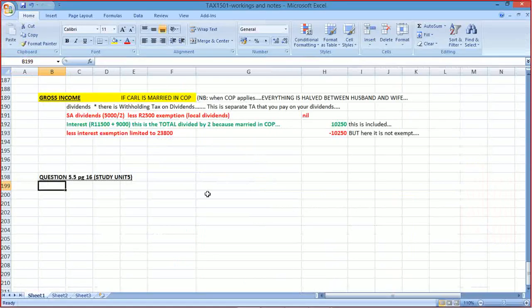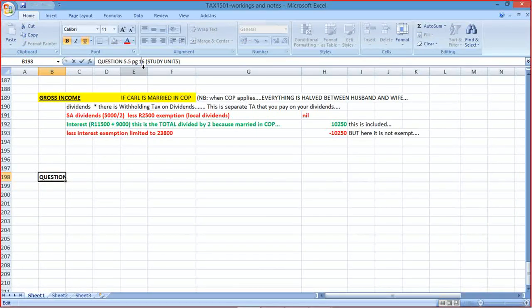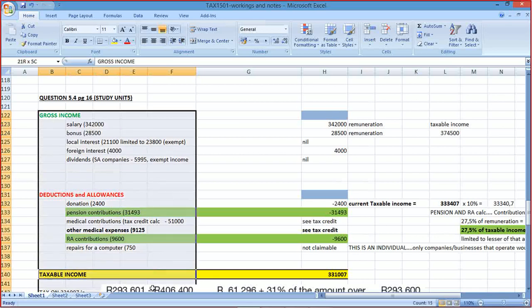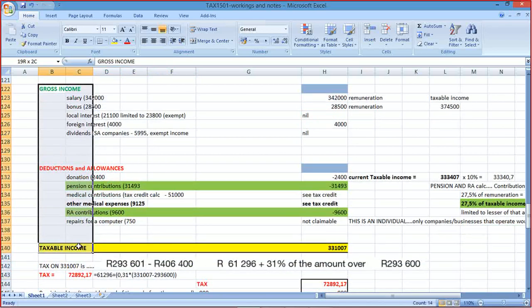Okay, let's just put in a heading. Okay, this is 5.5. What page is that on? Let's check. 5.5 is on page 17. Okay, here's the question. 25 marks, 30 minutes.